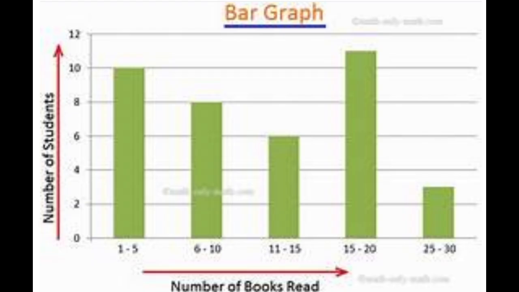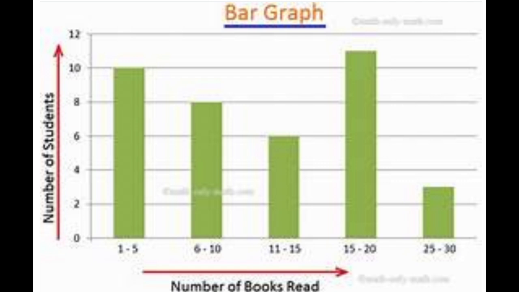We have the number of books read on the x-axis. We've got the number of students on the y-axis. And it looks like students who read between 25 to 30 books, there's only like 3 students who did that.